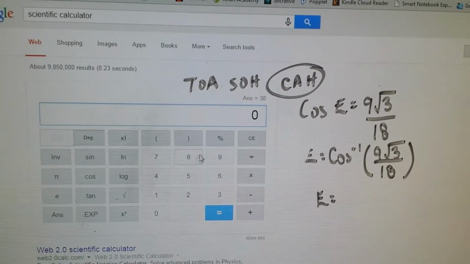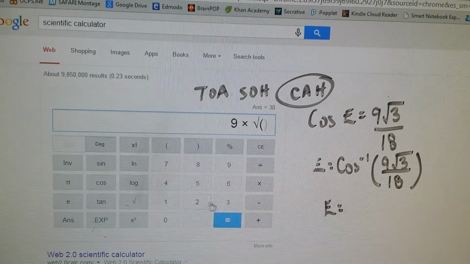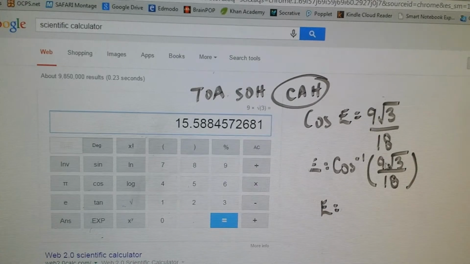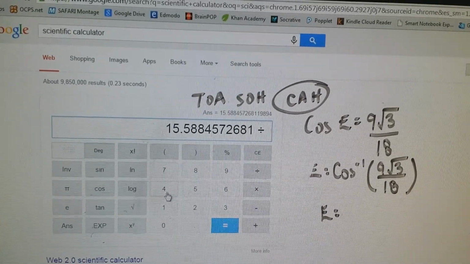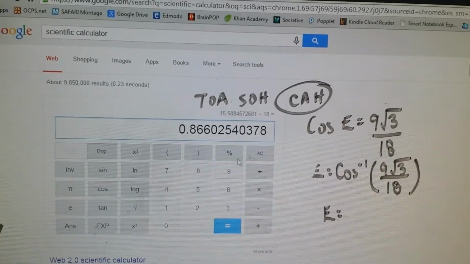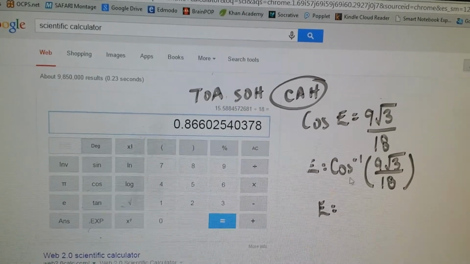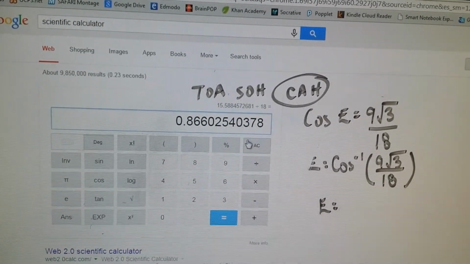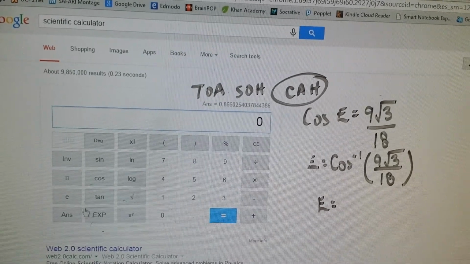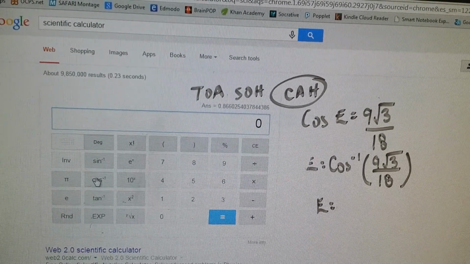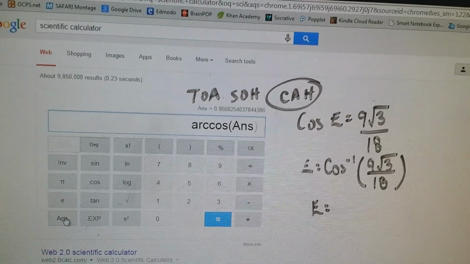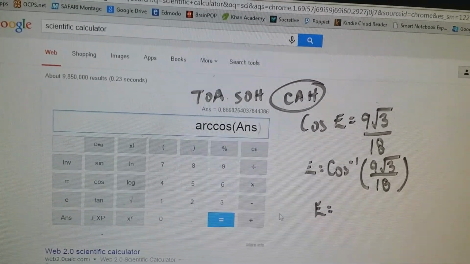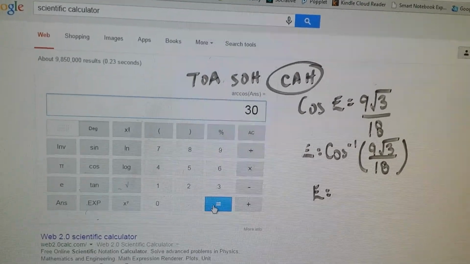All right, so 9 times radical 3 equals this, okay? You're going to take that and divide it by 18 equals. So this whole thing is now this, okay? So now I need to take the inverse cosine of this number. So I'm going to hit AC, and then I'm going to do the inverse cosine of answer. The answer, that 0.8 and so on that I don't have, equals. And that's still going to give me 30.